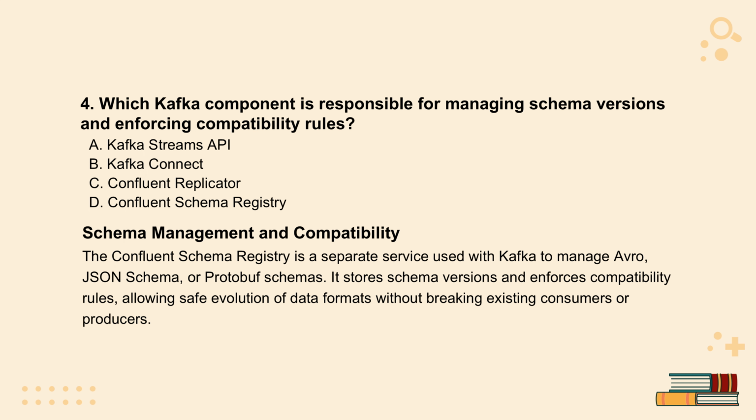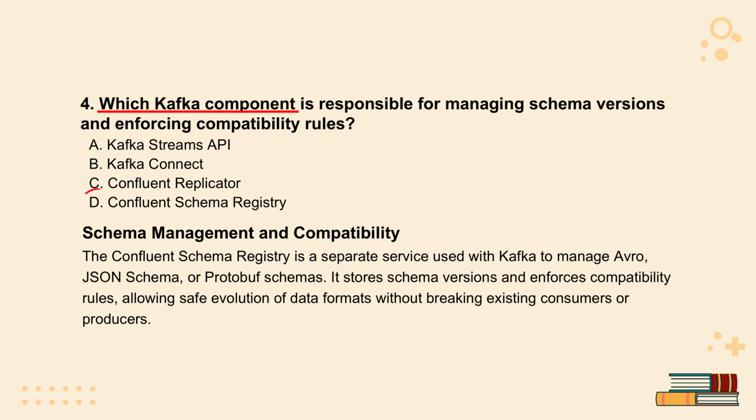So question 4, which Kafka component is responsible for managing schema versions and enforcing compatibility rules? The answer here is D, Confluent Schema Registry. Okay, so the Confluent Schema Registry. While technically often used with Kafka, it's not part of Apache Kafka core itself, but it's hugely important in the ecosystem. Ah, good clarification. Yeah, and it plays this vital role, like you said, in evolving data pipelines safely.